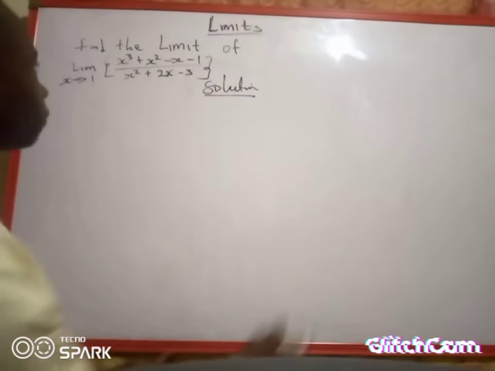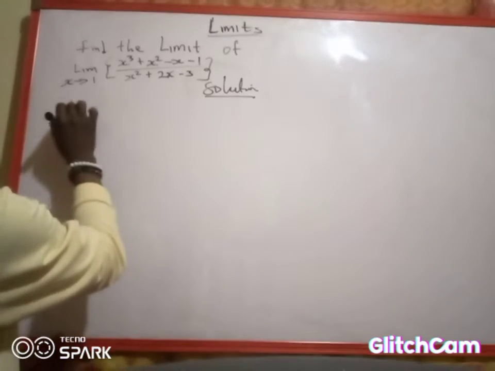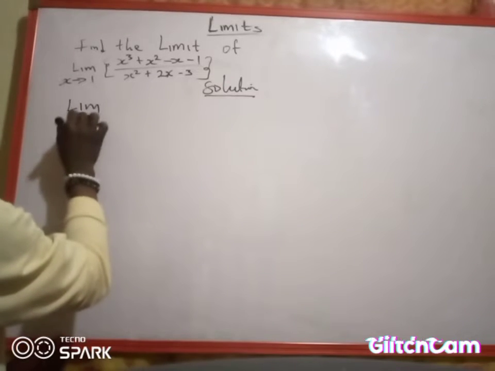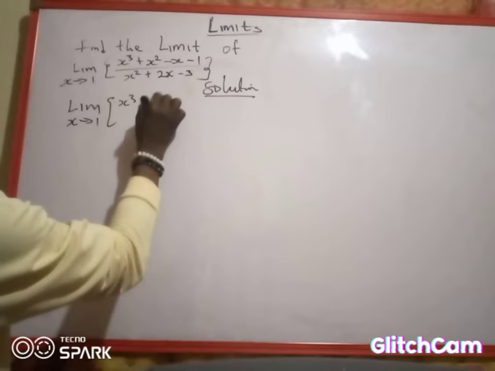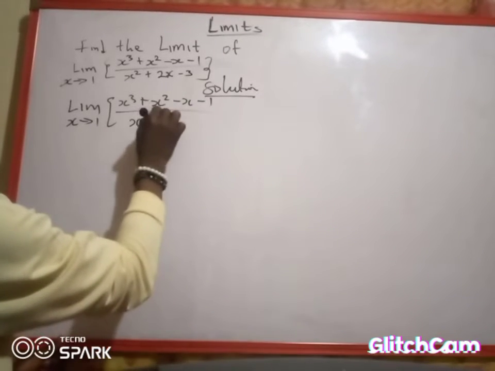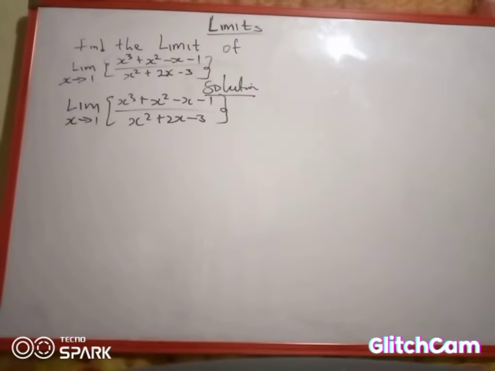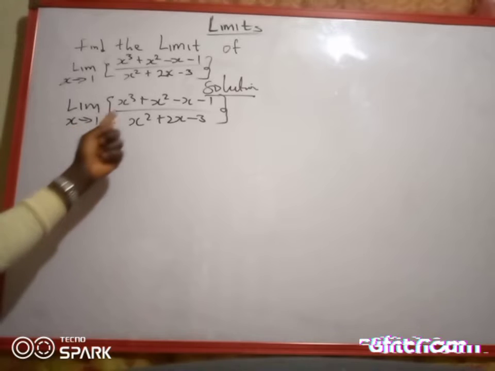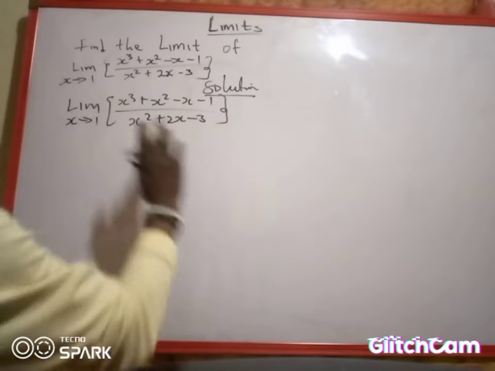So, solution. The limit as s approaches 1 of s cubed plus s squared minus s minus 1, all over s squared plus 2s minus 3. So this is the equation. In the limit as s approaches 1, anywhere we see s here, we are going to replace it with 1.